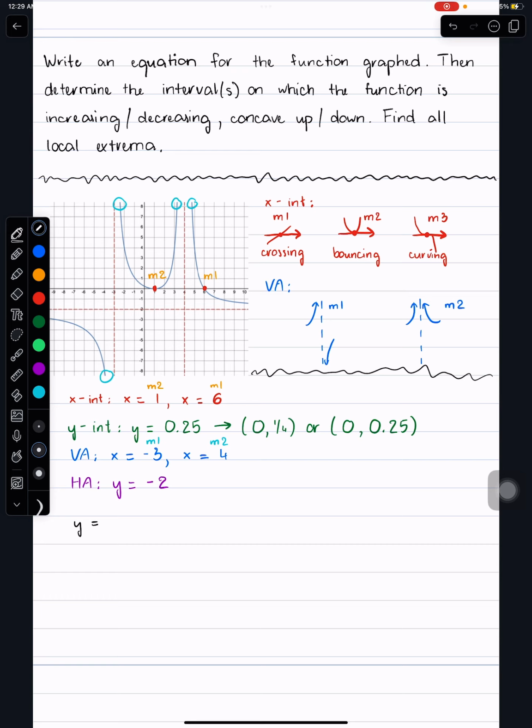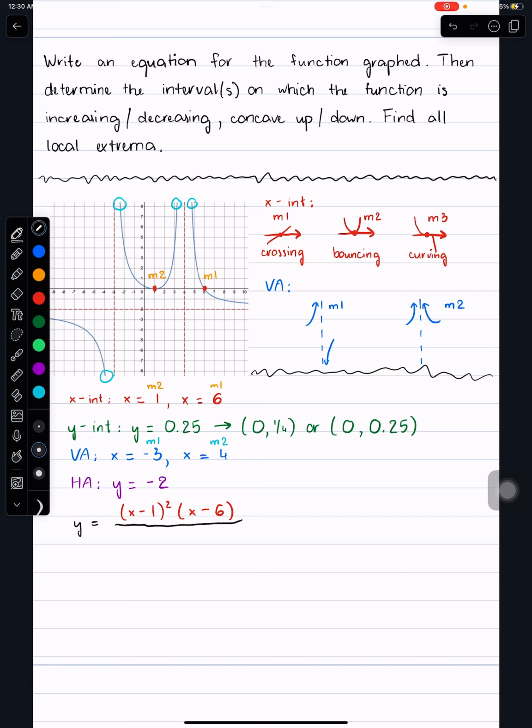So x equals to 1, it would be x minus 1. Let me put it in red. For the first one, x minus 1 with multiplicity of 2, so it would be square. For the second one, it would go x minus 6. We switch it around. Multiplicity of 1, you can put a 1 in here, or you can choose to not put a 1 in there, right? Either way. And then continue with the fraction.